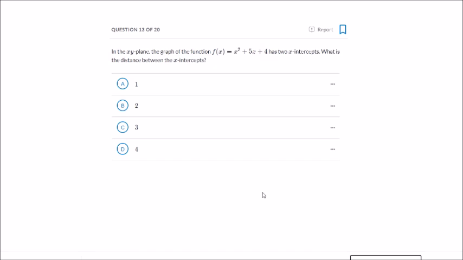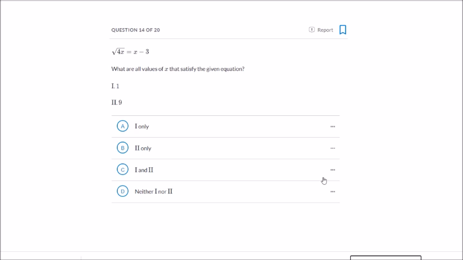In the xy plane, this is a graph of a function, and the equation has two x-intercepts, two zeros. What is the distance between the two zeros? If you factor this, or use the quadratic formula, you'll find that it's x plus 4 times x plus 1. So the two zeros are at -4 and -1. Therefore, the distance between the x-intercepts is 3.